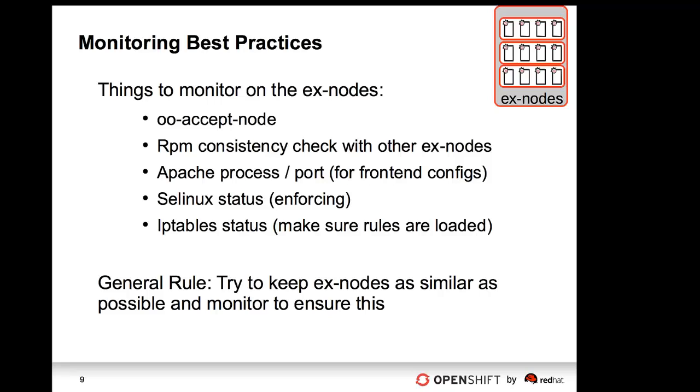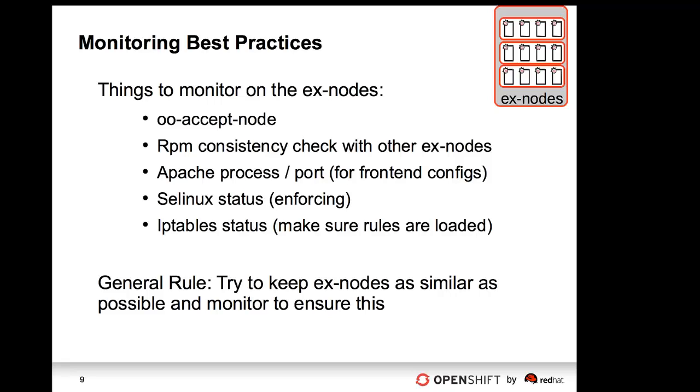It'll say, this gear's process, this PID is not in the proper cgroup. It'll also tell you if the gear is missing a front-end config. So if we don't have our proper Apache front-end config for this gear, it'll tell us that. And it just does a bunch of different checks for us. And so we actually monitor this quite a bit. I believe we monitor it 3 times a day. So yeah, we really like OOAccept node.